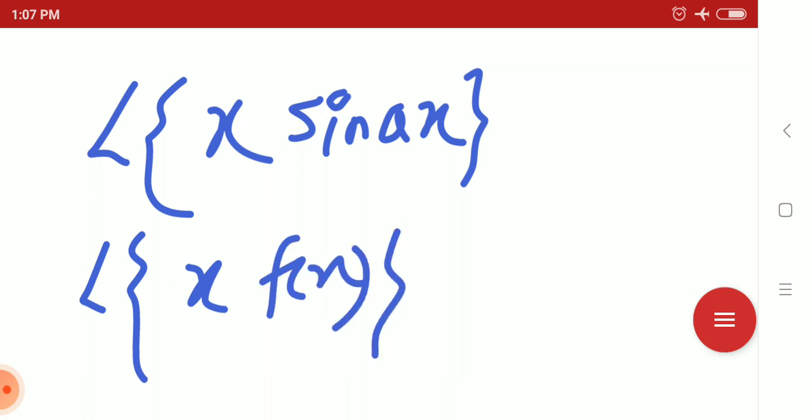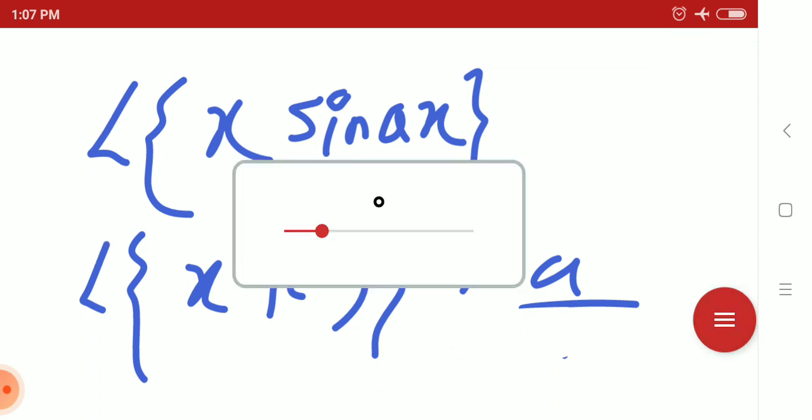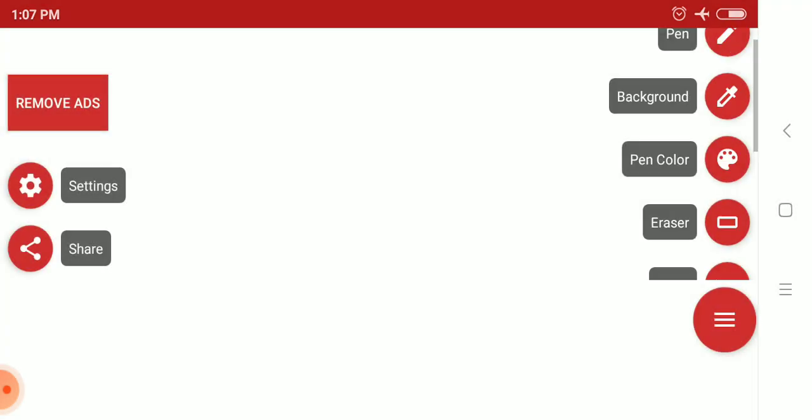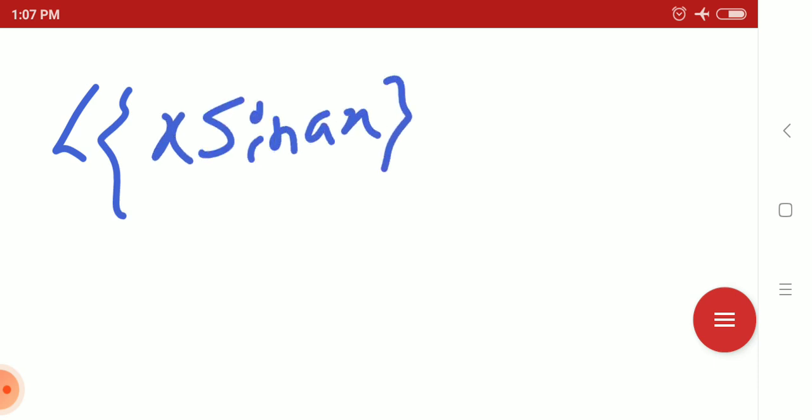That means a similar form as the Laplace transformation of x to the power n f of x. Now the Laplace transformation of sin ax will be a by a square plus a square. And for x to the power n f of x, here n equals 1. So the Laplace transformation of x sin ax will be what?